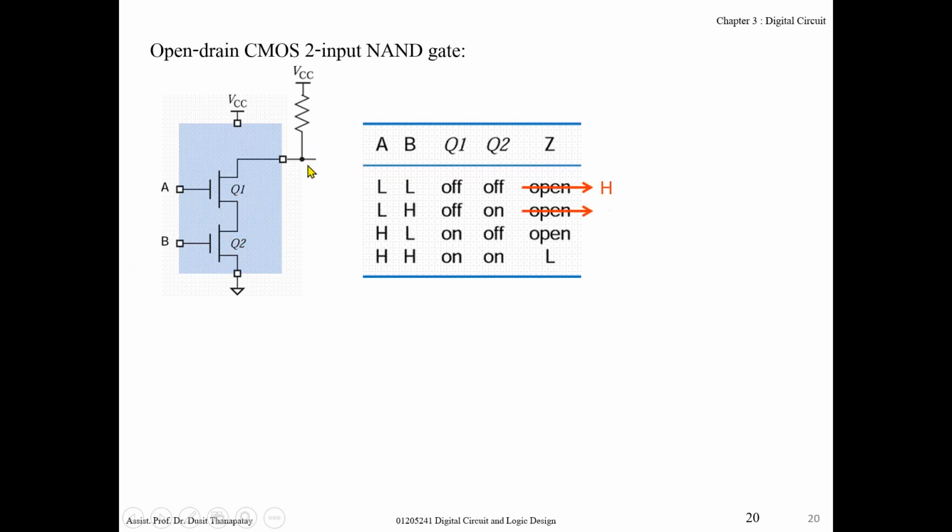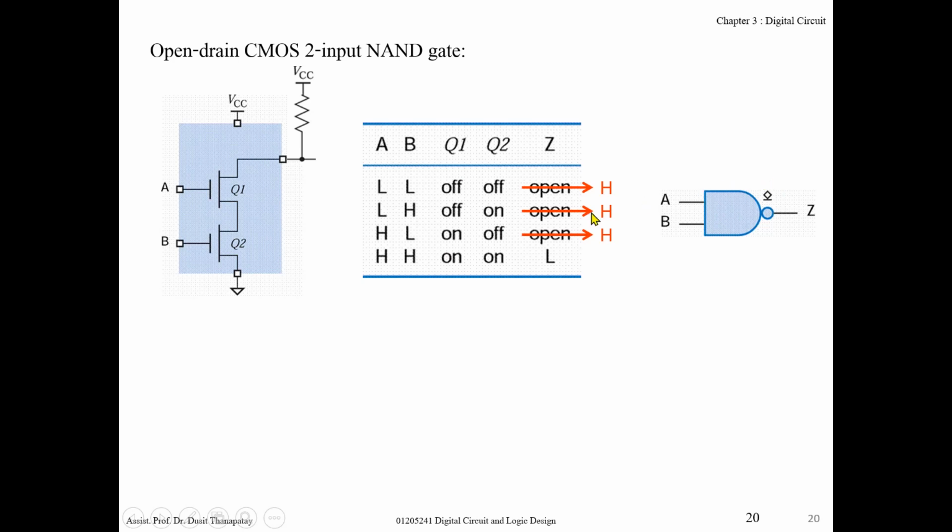So after you add the pull-up resistor, the result will be high, high, high, and then low for the inputs 0 0, 0 1, 1 0, and 1 1 respectively. This one is called open drain CMOS logic gate. In this case, it's a 2-input NAND gate, and we use this symbol to show that this one is open drain.